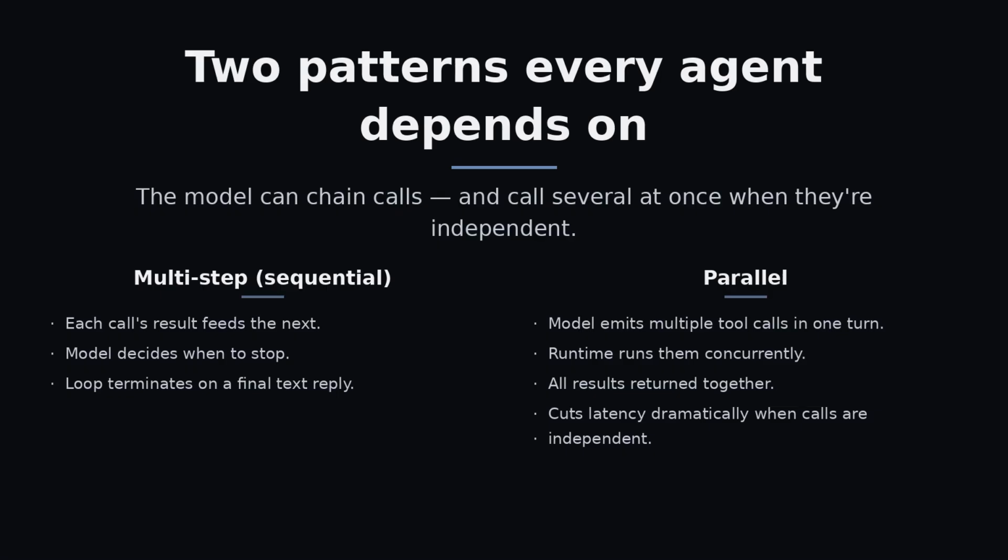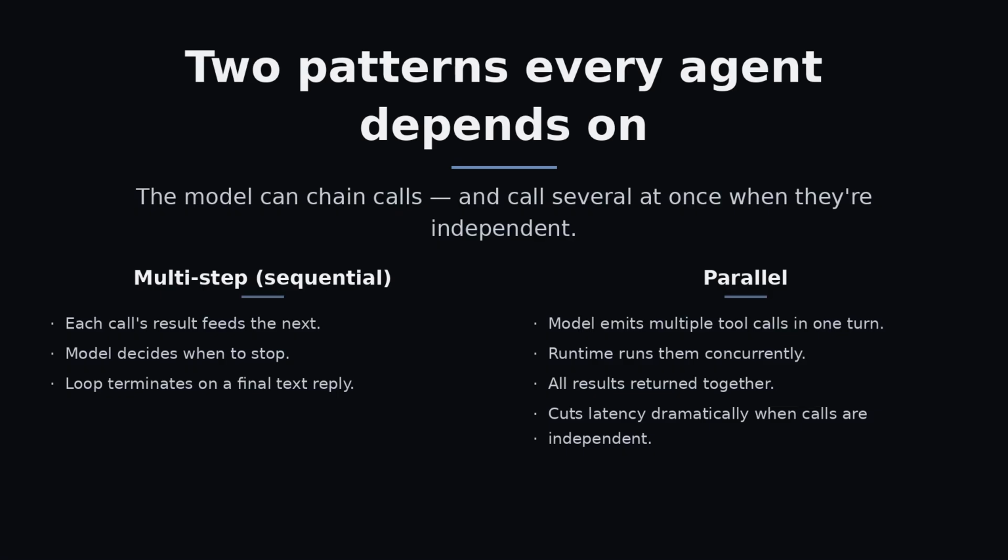Real tasks rarely take one tool call. The model might search a database, get a list of results, decide which one is relevant, fetch its full contents, and only then write the answer. That's multi-step tool use. The runtime keeps looping, feeding each result back into the context until the model finally produces a normal text response.